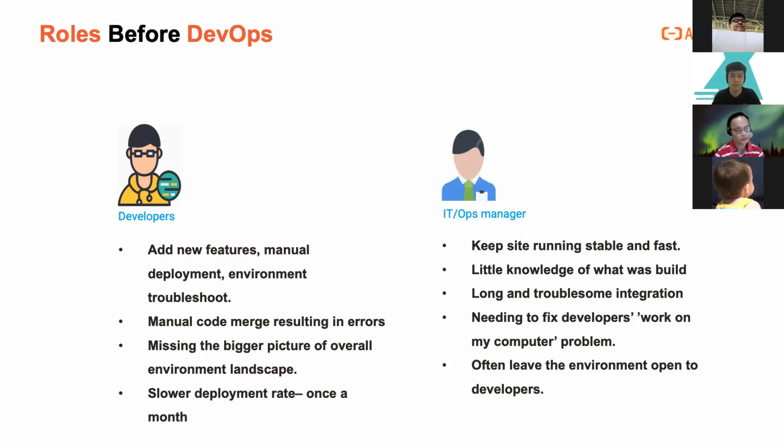So there's a slower deployment rate, once a month maybe, because it's so mundane. You also don't want to do it. The IT ops manager will just want to make sure things are working. He has an SLA to ensure, meaning the site is not supposed to go down. He has very little knowledge of what you've done. Long integration time, and it needs to be fixed. Sometimes developers say it works on my computer, but too bad, the IT ops manager will have to deal with it.